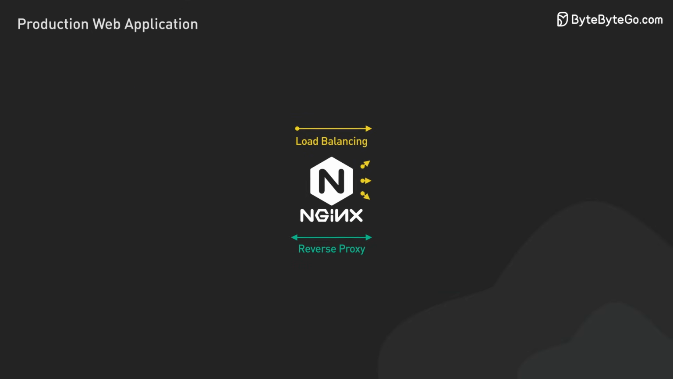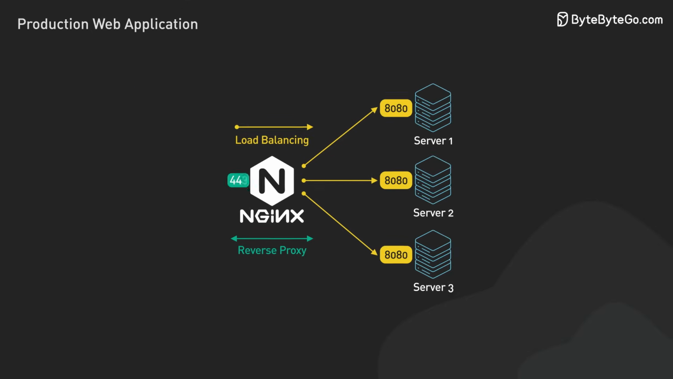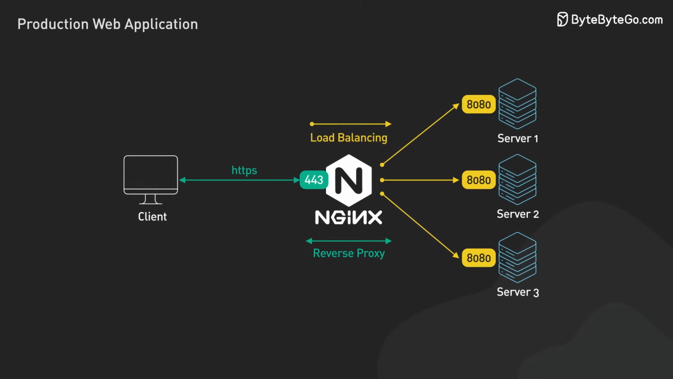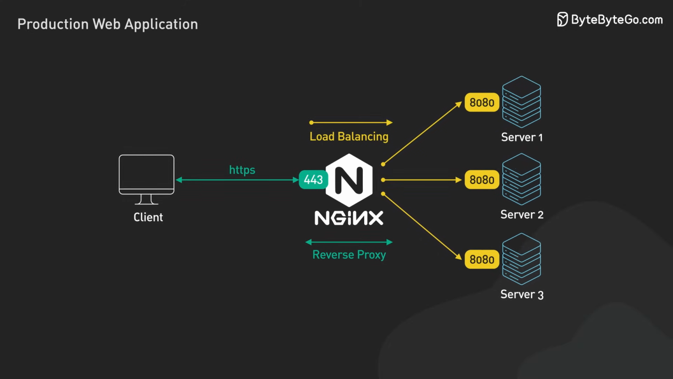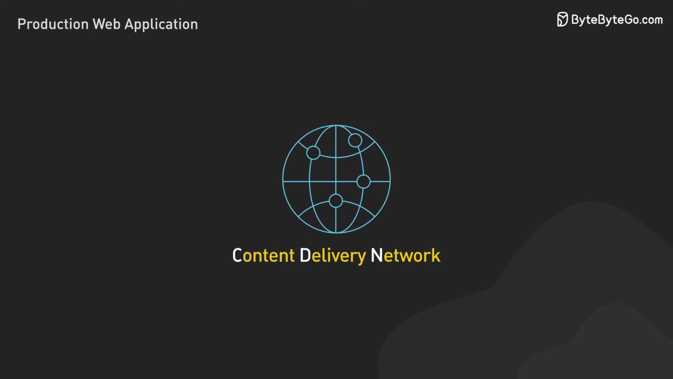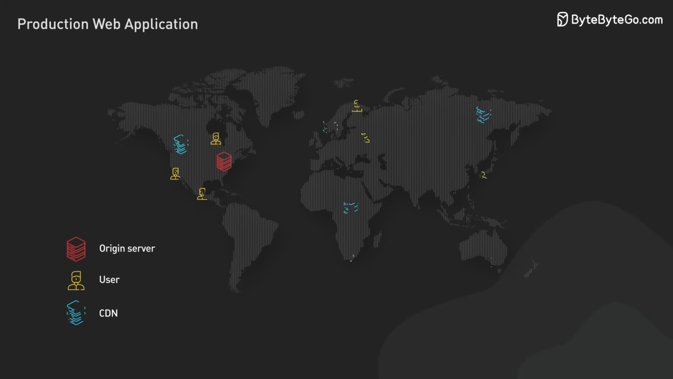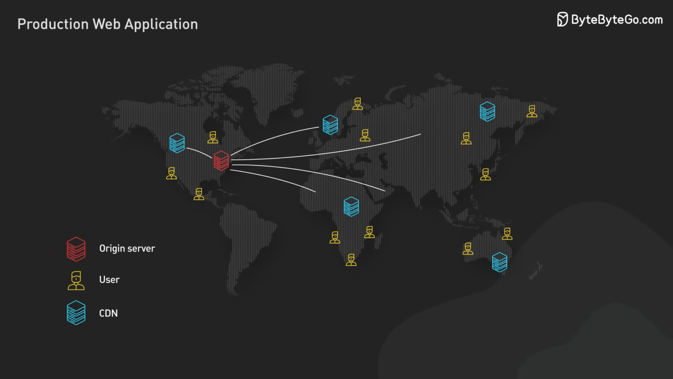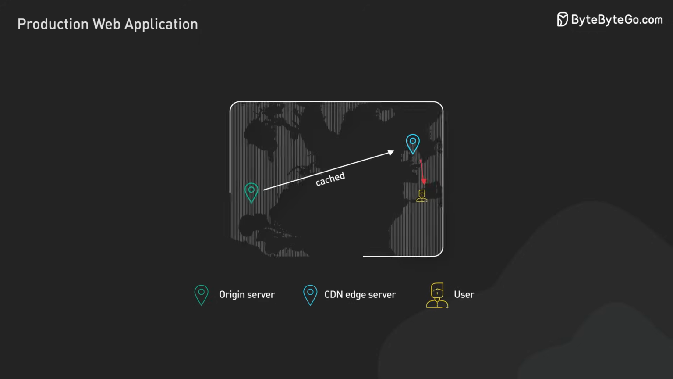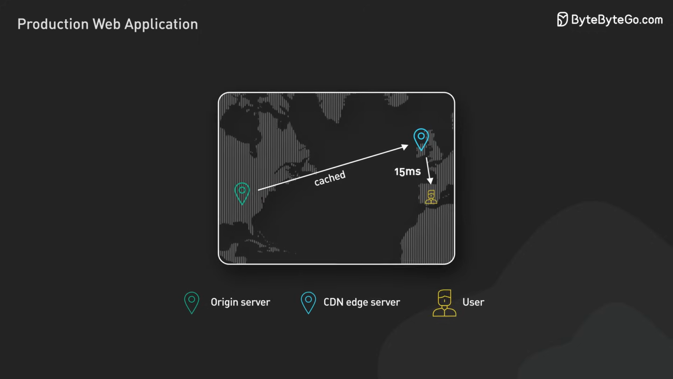Tools like Nginx and HAProxy distribute requests across multiple application servers, balancing their load and preventing any one server from getting overwhelmed. Next up, content delivery networks, or CDNs. These are distributed globally, serving static content like images and JavaScript closer to users. The result? Faster load times and less strain on your core infrastructure.